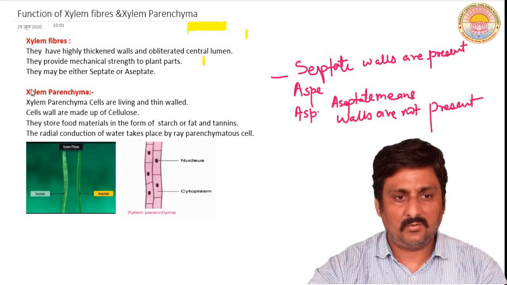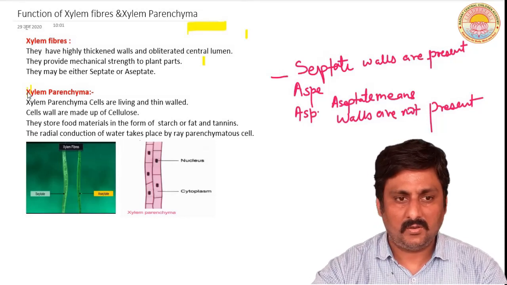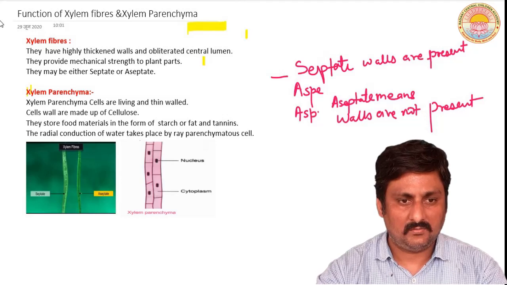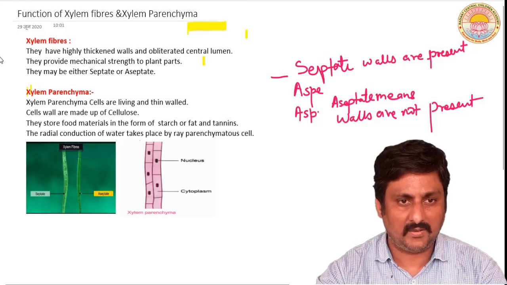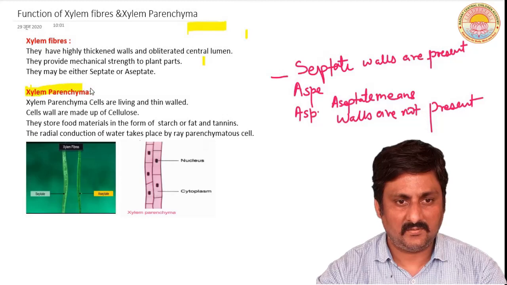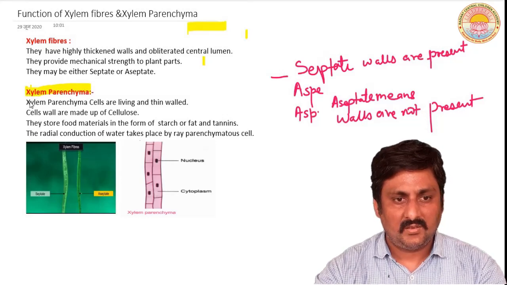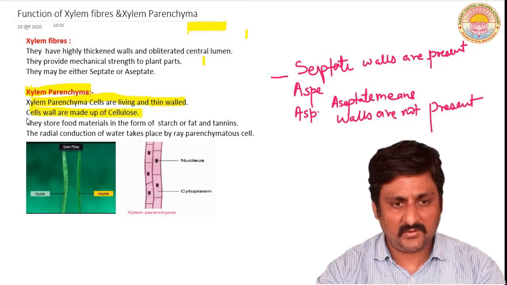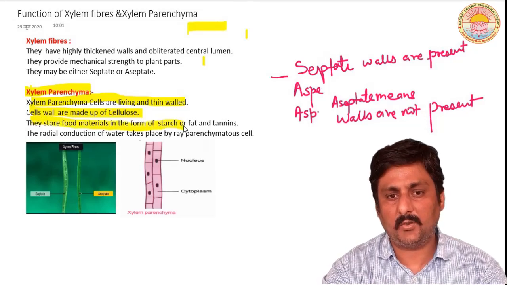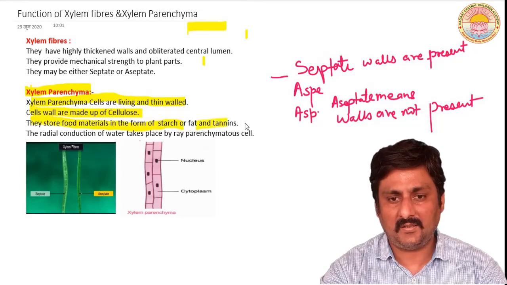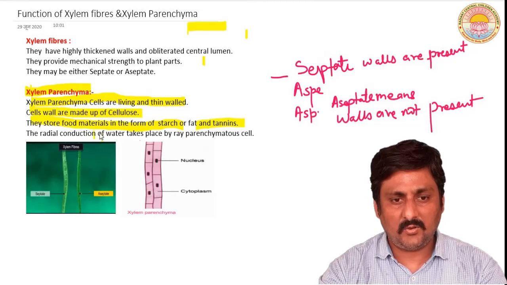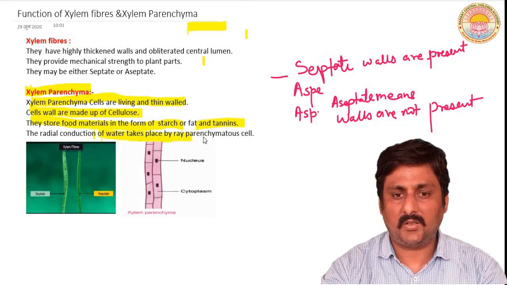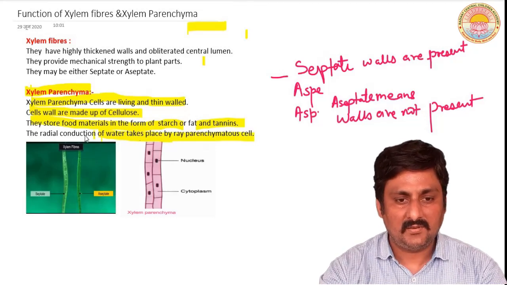Now let us talk about xylem parenchyma. Xylem parenchyma cells are living and thin walled. Cells are made up of cellulose. They store food material in form of starch, fat and tannins. It is involved in radial conduction. See, the radial conduction of water takes place by xylem parenchyma cells.